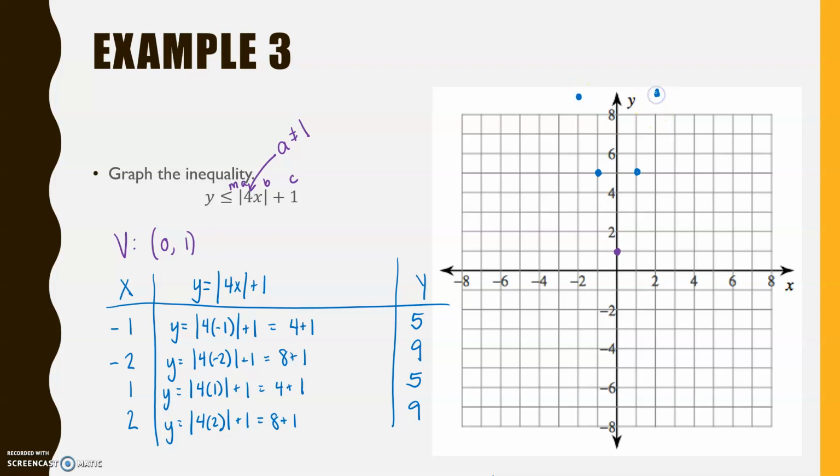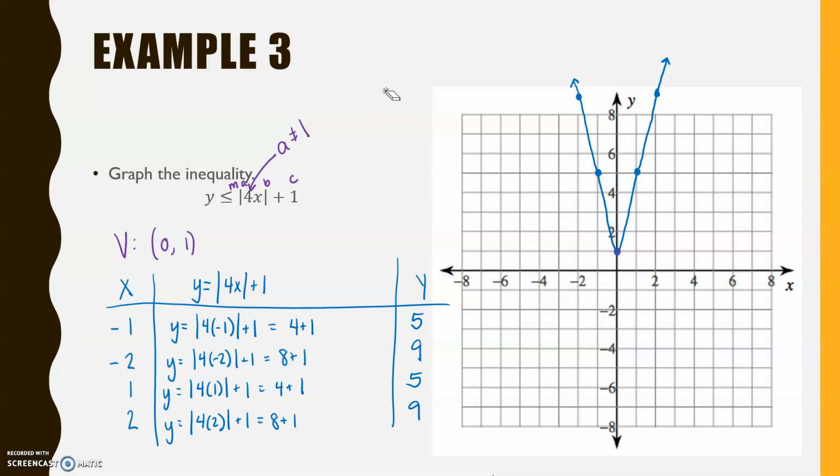All right, so same rules apply. Deciding if it's a solid or dotted line. Since there's a line underneath our inequality, this is going to be graphed with a solid line. There we go. And then I still have to decide, do I shade? Where do I shade? So instead of thinking of a line and shading on this side or on this side, now we're going to think of it as, are we shading inside the V or are we shading outside?